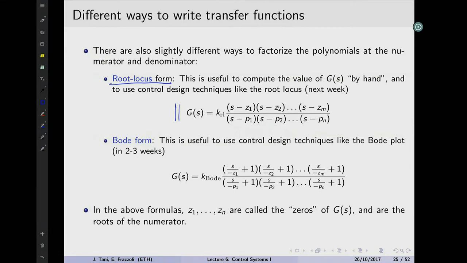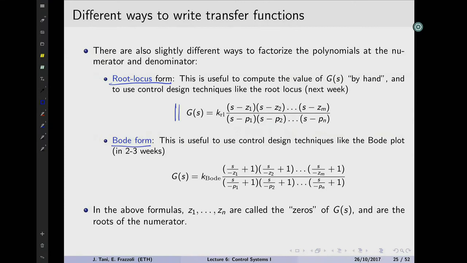Another very powerful representation of transfer functions: when we saw the example, if you send in a sine wave as an input to the system, you get an output that is a sine wave, right? But it's changed in magnitude by the magnitude of the transfer function, and it's delayed in phase by the phase of the transfer function. So it makes sense to have a way to see the transfer function's magnitude and phase separately, and that's called the Bode representation. This is something we'll do in the next weeks, and we will see that it makes a lot of sense to write the transfer function in this different way, just to ease the graphical representation of the magnitude and the phase of the transfer function independently.